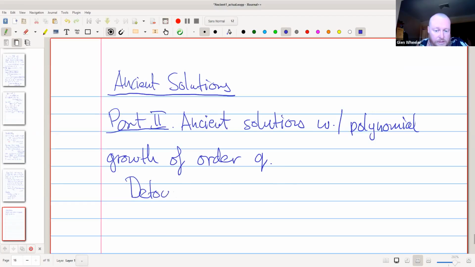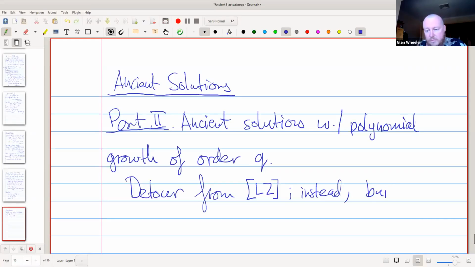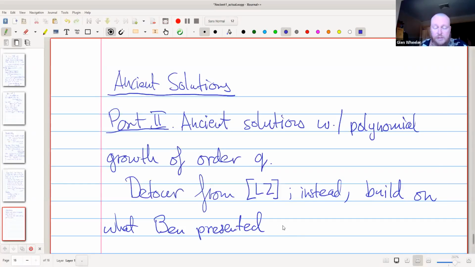The reason why this is a little bit special is because we are going to slightly detour from the method and proof and paper of Lin and Zhang. Instead, we're going to build on the estimates that Ben proved for the dimension of the space of harmonic functions with polynomial growth. Build on what Ben presented, and that's going to allow us to get a result very quickly, and it's actually going to be a little bit better than what Lin and Zhang produced in the order of the estimate. I'll make some remarks at the end, but I really have to say that this is completely due to Ben.